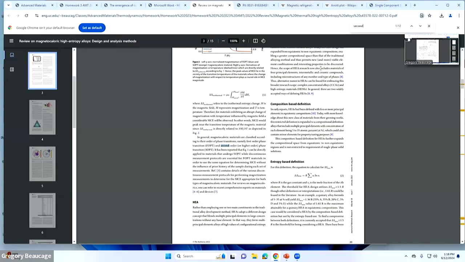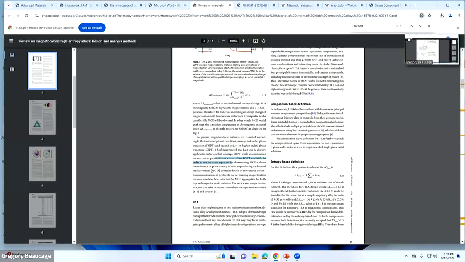Oh, here. "In general, metacaloric materials are classified according to their order of phase transition, first order or second order. It has been reported equation 1 can be directly applied to materials undergoing second order phase transition, SOPT. While discontinuous measurement protocols are essential for first order phase transition," meaning that you're going to have an enthalpy in it. So if you're using this, there's no enthalpy of transition, so it's second order. I think that's what she means by that.